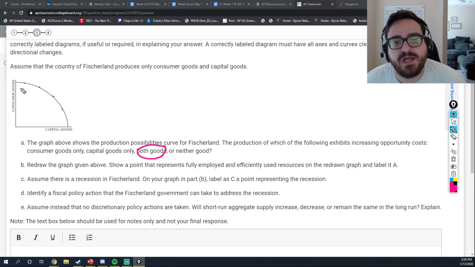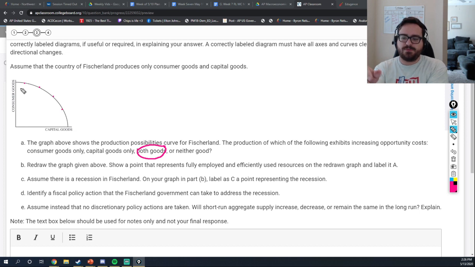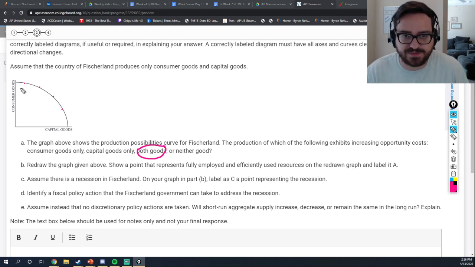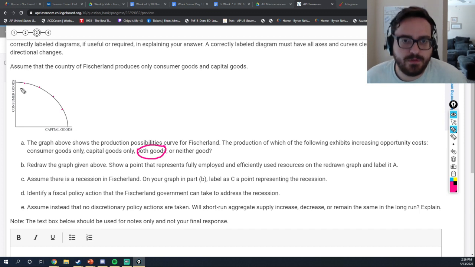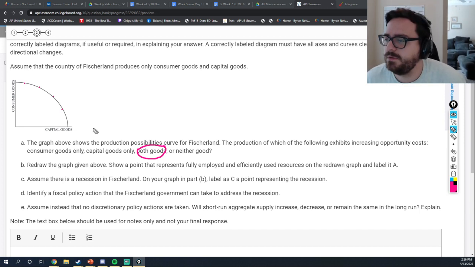So if I go the other way, if my graph is normally shaped like this, then I'm just reading it like this. I'm just literally flipping it. In which case the shape is still the same, and both would have an increasing opportunity cost.